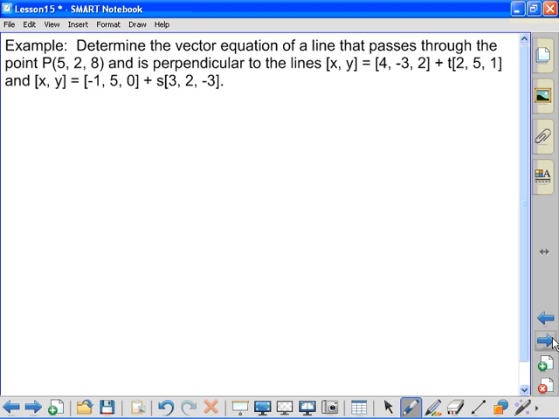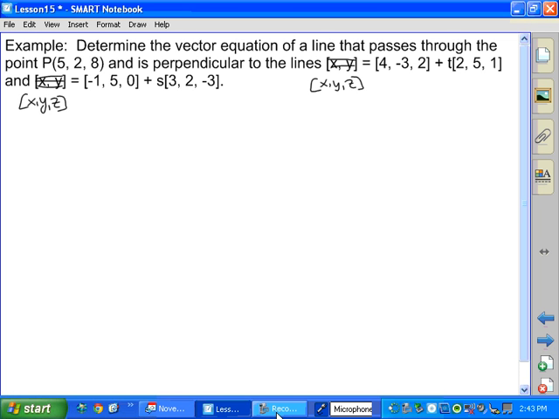Determine the vector equation of a line that passes through that point and is perpendicular to, and there is a bit of a typo here, there should be a z there, perpendicular to those 2 lines, and I did it twice. At least I'm consistent. All right, so the question then becomes, how do you find the solution to this question?